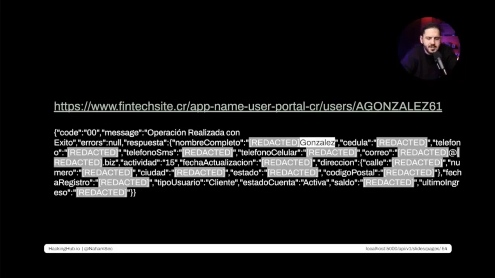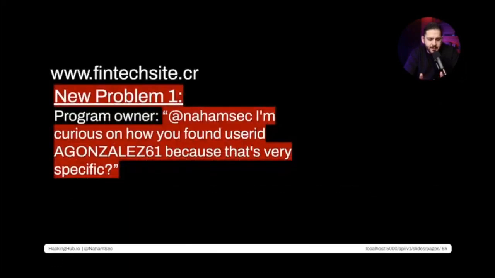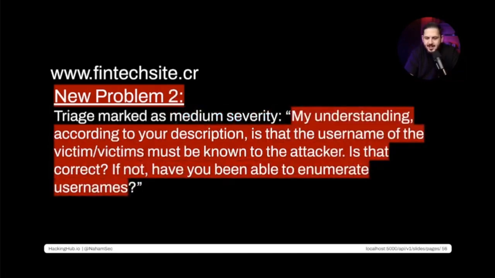But there are a couple problems here. So our first problem is that the program came back and it's like, hey, Nahamsec, we're just super curious. How did you find the user ID A Gonzalez at 61? Because that seems to be very specific. And then right off the bat, HackerOne's triage team comes back and it's like, hey, by the way, can you enumerate more users? Because we think that you can't do anything unless you know the username. So do you have a way to enumerate for it?